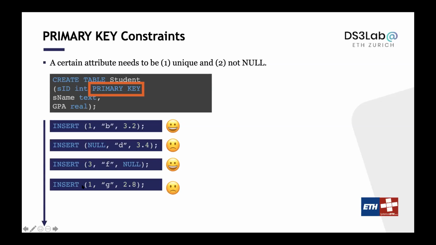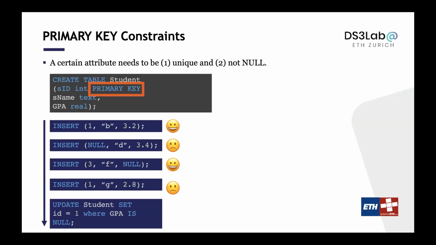Because you have SID equals 1, and you already have another tuple whose SID is 1, so it's not unique anymore, right? The database is going to throw an error for you, right? So this one is getting more interesting.